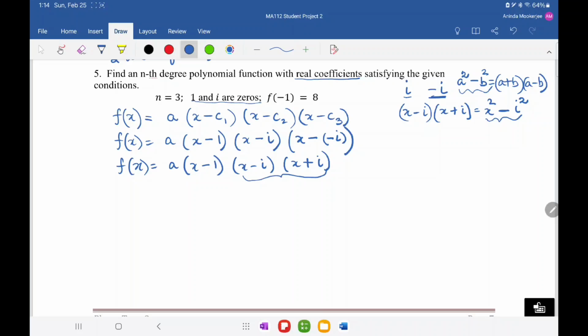i squared is not imaginary. i squared is a real number. i squared has a value of -1. So I'm going to write x squared minus i squared as x squared minus -1, which is x squared plus 1. All right, so that's the simplified form of x squared minus i squared, simplified completely. You have to replace i squared with -1.